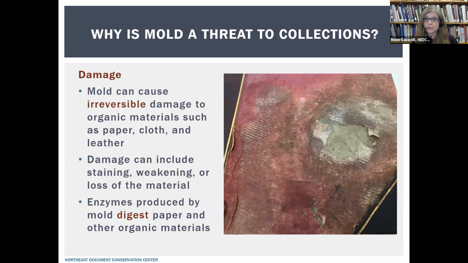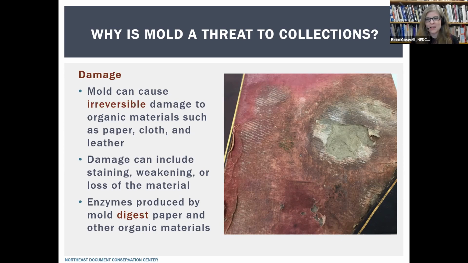So in terms of our collections, mold poses a number of threats, and the biggest one is mold damage. The kind of damage that mold can cause is irreversible. It tends to affect organic materials like paper, cloth, or leather, exactly the kind of materials that you are likely to find in a library. That damage can include staining, weakening, or even loss of the material, because as mold grows, it produces enzymes that digest organic material and basically literally eat away at it, which is what's happened to the book in this picture, which is kind of severe and alarming.